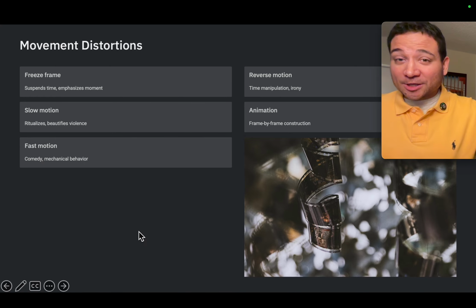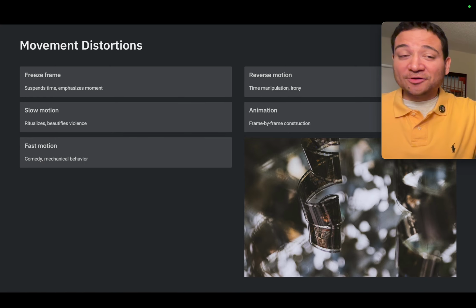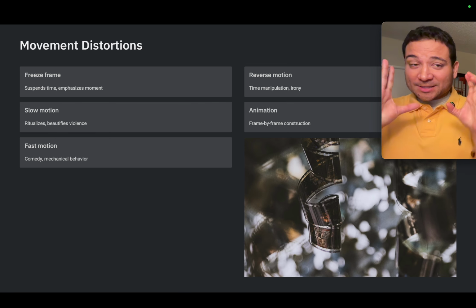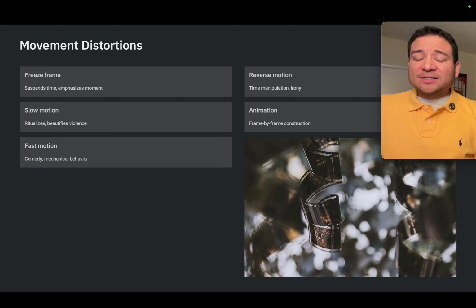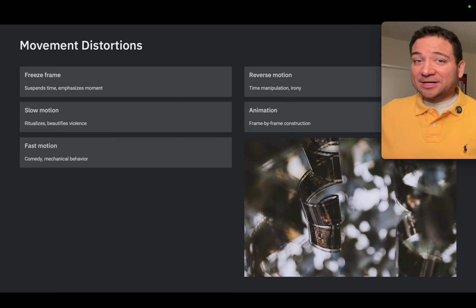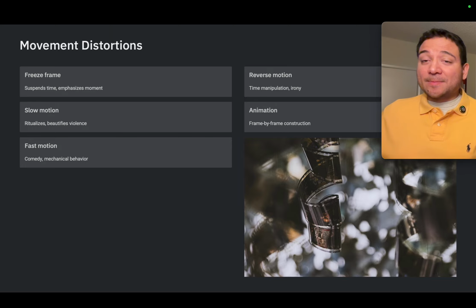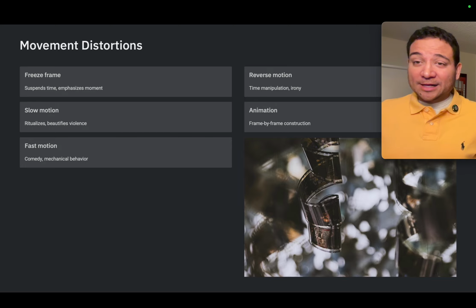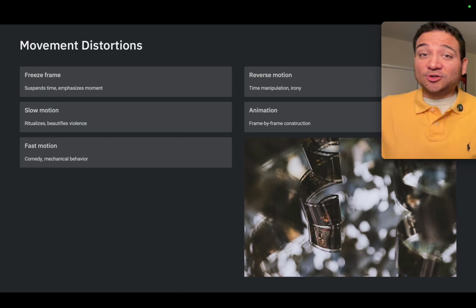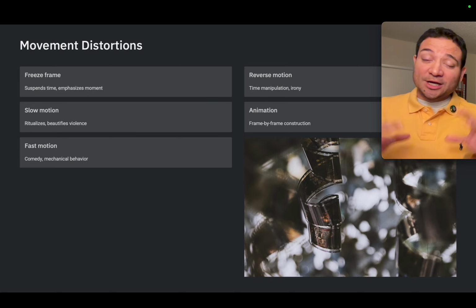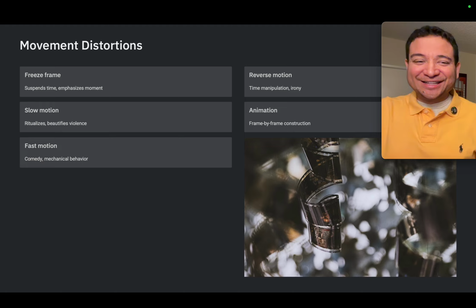Also, some other things that they do: a freeze frame suspends time and emphasizes the moment. When something is slow motion, there's many instances of, like, a runner running slowly, or maybe there's a war movie where something is happening. So it really draws our attention as viewers to what is happening in that scene.